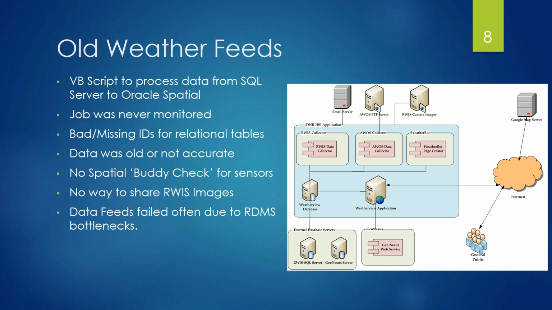There was no monitoring of the job, so if there was any failure, there was no failover. And so the job would not work, and we'd have no idea until someone went to use the application and the data was incorrect. A lot of the IDs for relational tables didn't match up with each other, and so there was missing data from that. Data wasn't QC'd correctly, and so it was old and a lot of times not accurate.